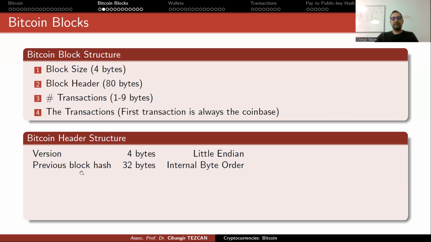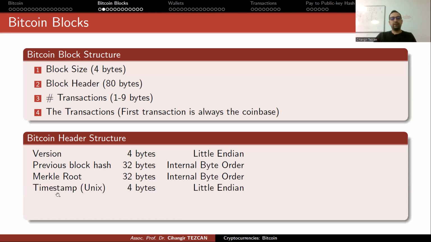Okay, for instance, this is the previous block hash, 32 bytes, in other words, 256 bits. As you can see, we are using SHA-256 here, but you write it in the internal byte order. Okay, you write the Merkle root. Again, it is a hash output. Then you write the timestamp, this classic Unix timestamp, but it is also in little endian.